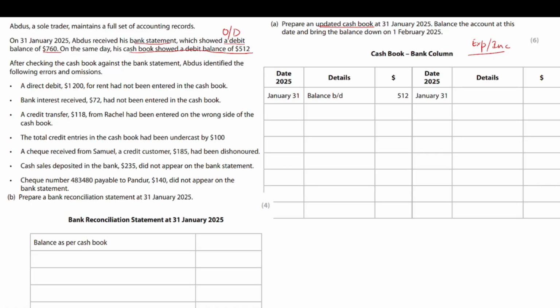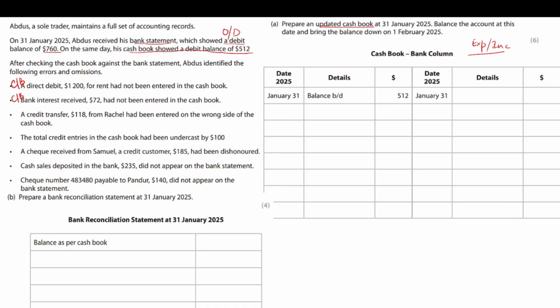After checking the cash book against the bank statement, Abdus identified the following errors and omissions. A direct debit for rent had not been entered in the cash book. So this has to be updated because there's an error and we need to rectify it. So this will go to the cash book. Bank interest received, 72, had not been entered in the cash book. So again, bank interest received has gone to the bank statement directly but has not been posted in the cash book. So we have to update that.